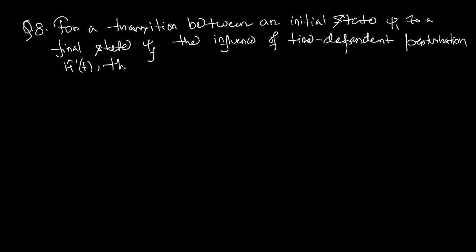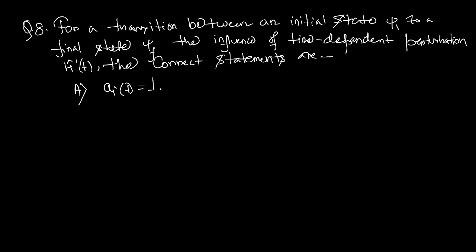The correct statements are: a_i(t) is 1 indicates 100% population in the initial state.